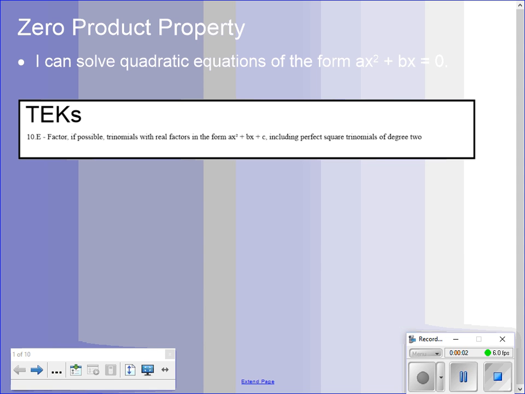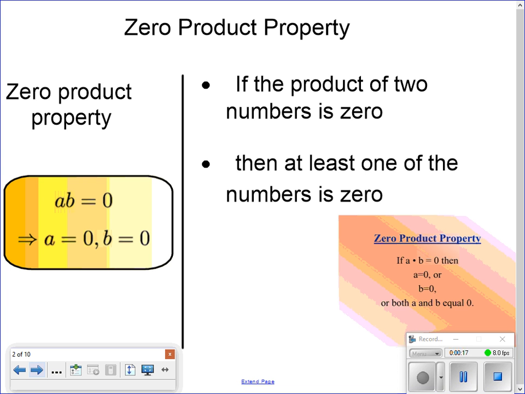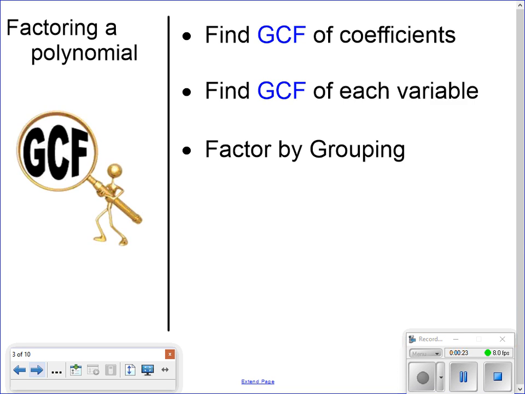In this video, we're going to talk about how to solve polynomial equations using the zero product property. By the end of this lesson, you should be able to solve polynomials using the zero product property. The zero product property says that if the product of two numbers is zero, then at least one of the numbers or one of the factors must be zero.